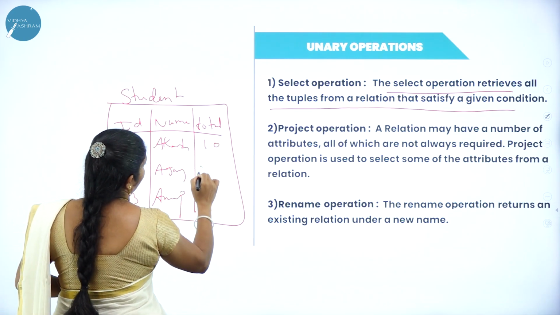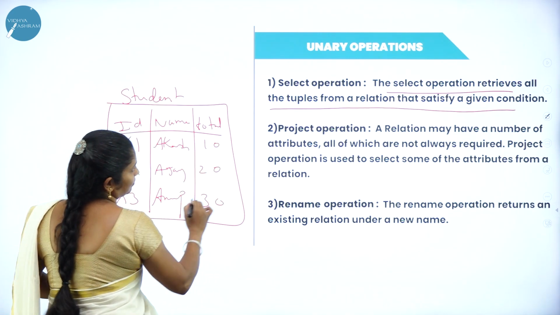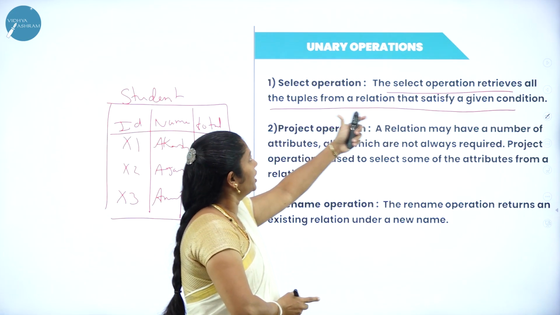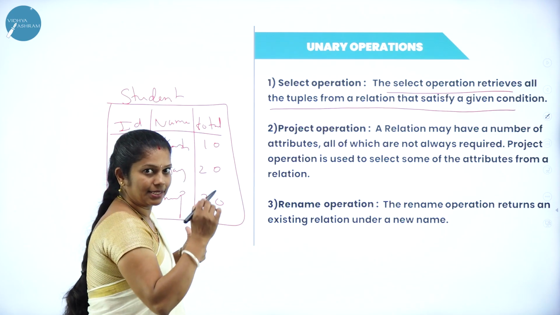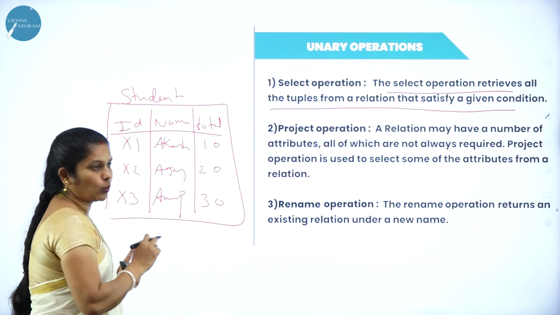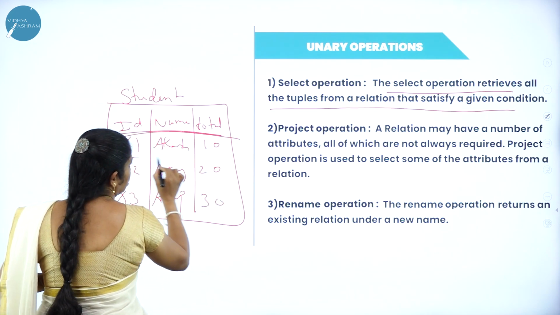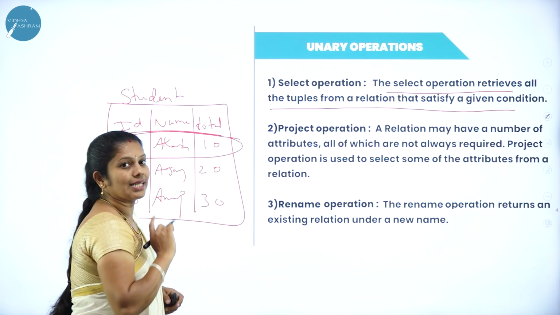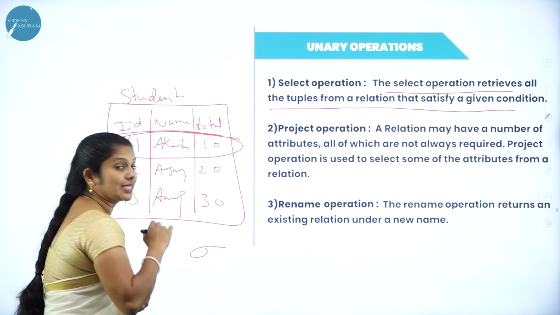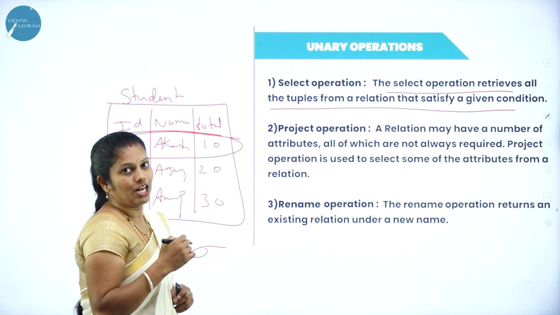Then total 10, 20, 30. Now, whereas select operation, here the select operation retrieves all the tuples. For example, I want to select all the information where the student ID is x1. Then we are using select operation. Here we are using the operator sigma to access the values.